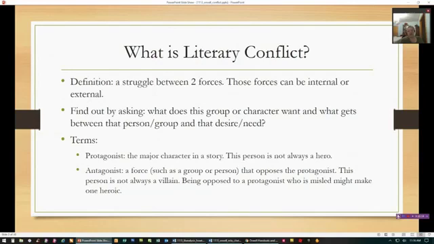So I've got some definitions there. Protagonist is the main character in the story. Please realize that a protagonist is not necessarily a hero. A hero is always a protagonist, but a protagonist is just the main character, right? Antagonist, right? This is the force or the person who is in opposition to the protagonist. Now, a lot of times we think of antagonist and we think of villain, but that's not necessarily true. Antagonist is just who is opposing the protagonist. That person might be good.